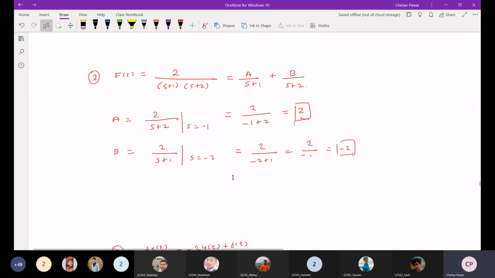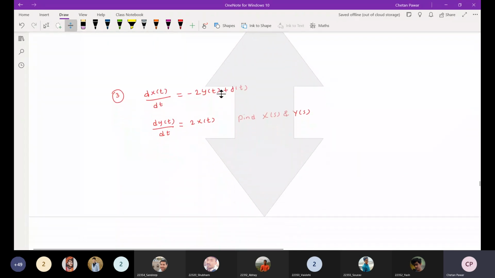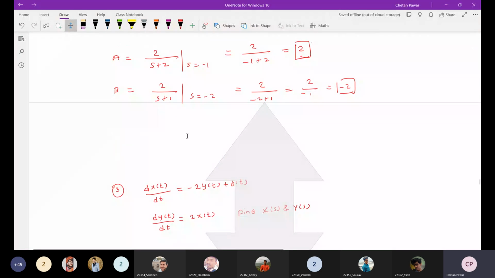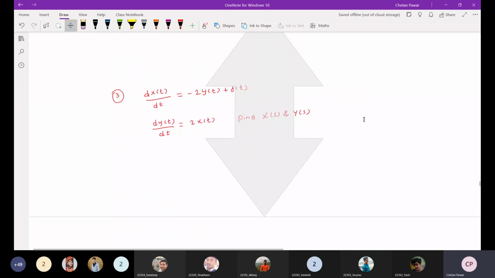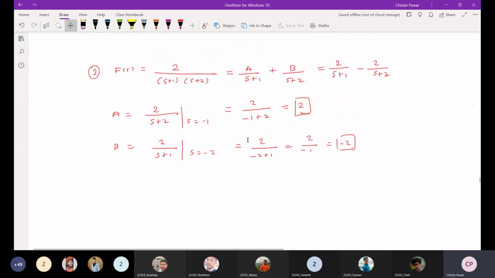Right. So here you just mention it: 2 upon s plus 1 minus 2 upon s plus 2, then. Okay. So what is the F of s here?